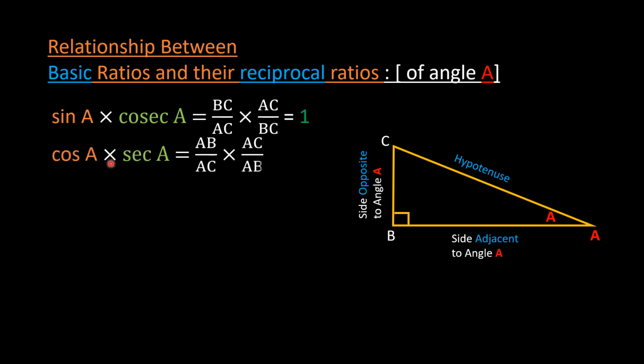Cos A multiplied by sec A equals AB divided by AC, which is cos A, multiplied by AC divided by AB, which is sec A.